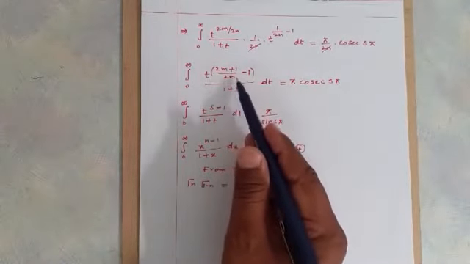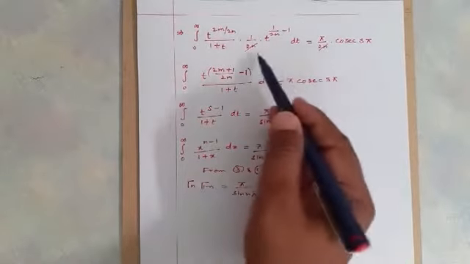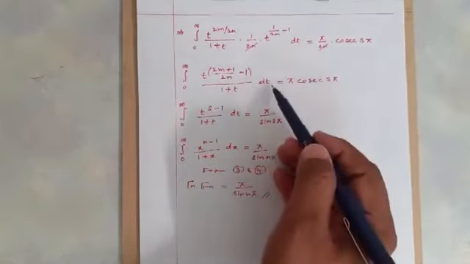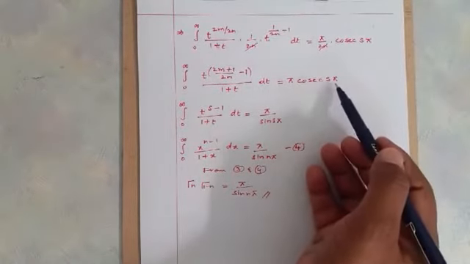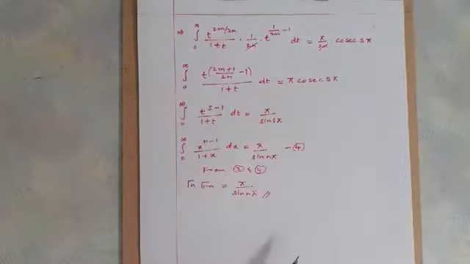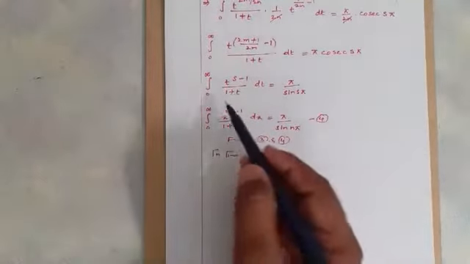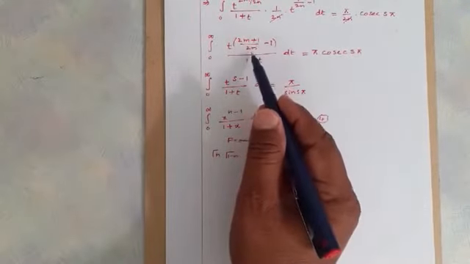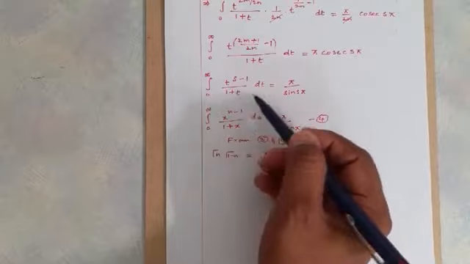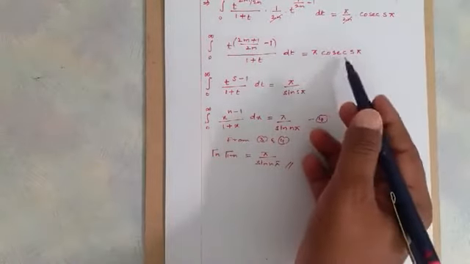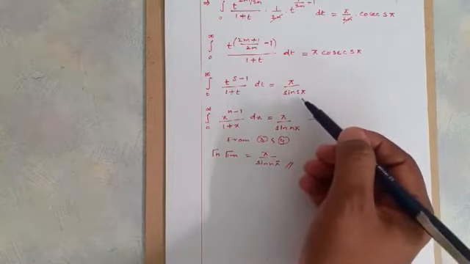T power 2m plus 1 by 2n minus 1 upon 1 plus t is the same. Here on both sides 2n gets cancelled, only dt will remain, which is equal to pi cosec s pi. Now you can see here, as we have taken 2m plus 1 by 2n as s, so t power s minus 1 upon 1 plus t into dt is equal to, writing cosec as 1 by sine, pi by sine s pi.